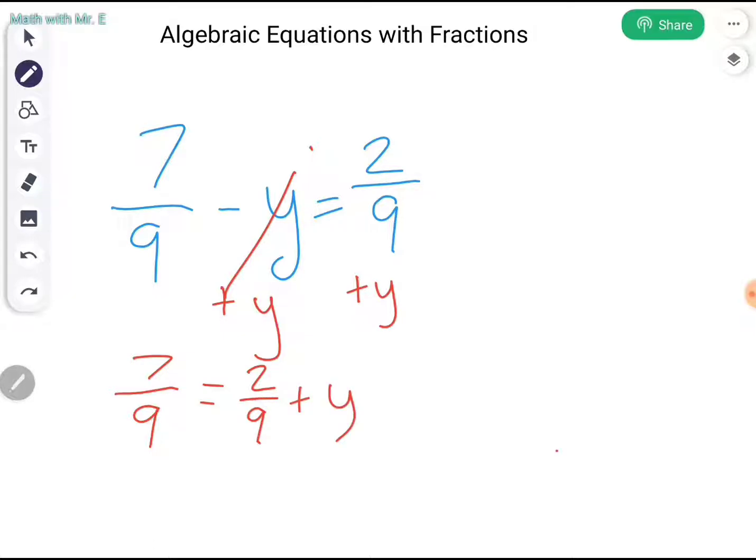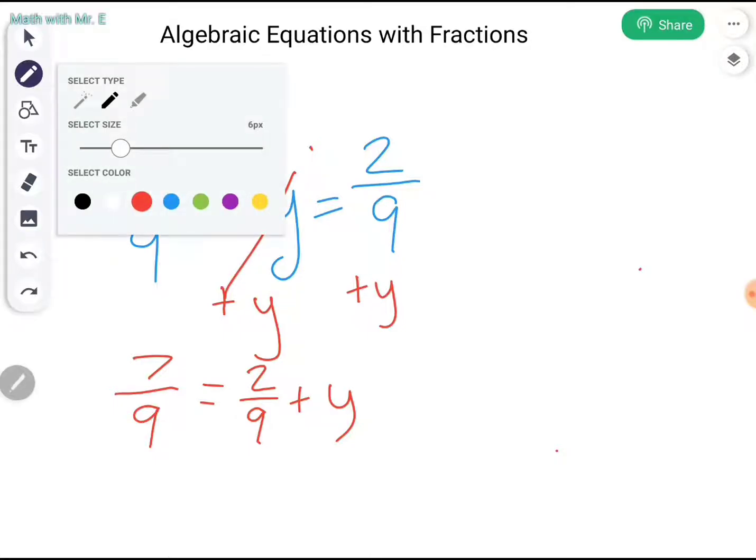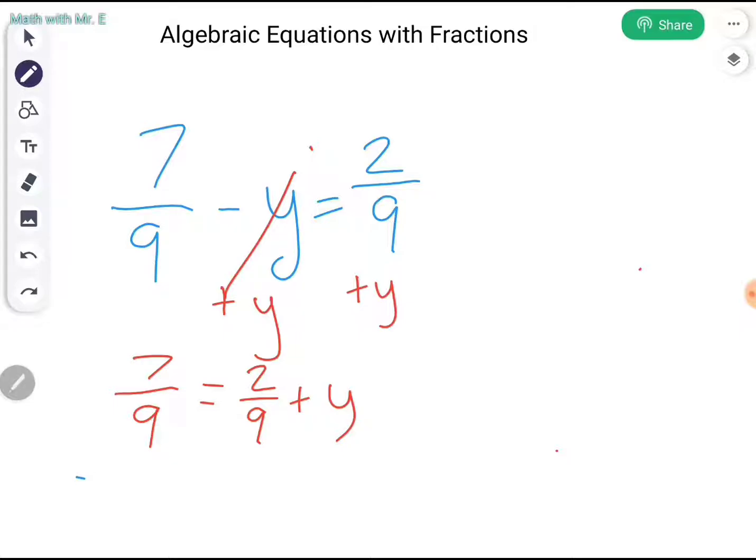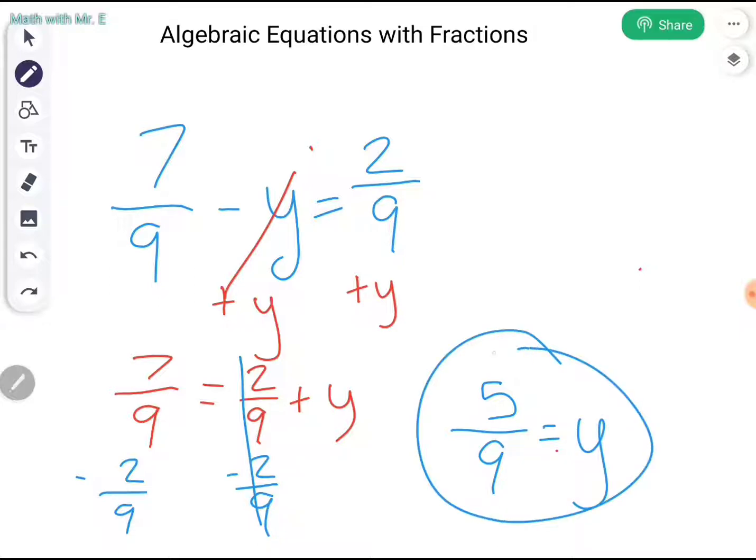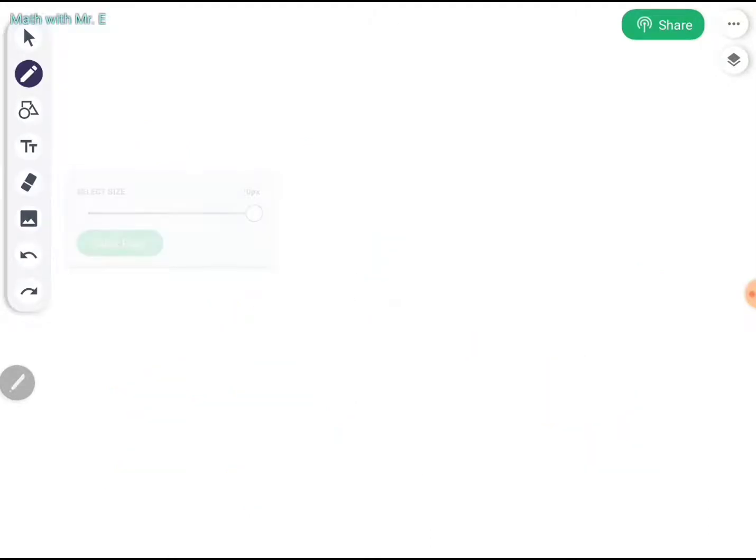And then our last step would be just to subtract 2/9 from both sides. 7/9 minus 2/9. And if we subtract 2/9 here, 2/9 minus 2/9 is 0. So 7/9 minus 2/9 equals y. And 7/9 minus 2/9 is 5/9. So that would be our answer in this case. Let's go ahead and do another one.